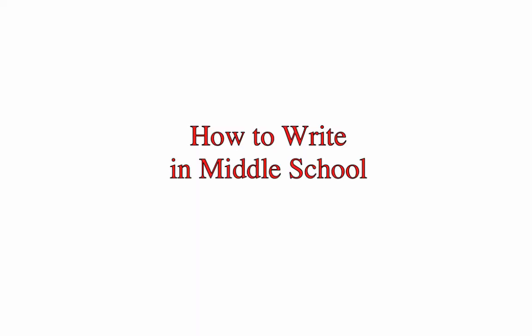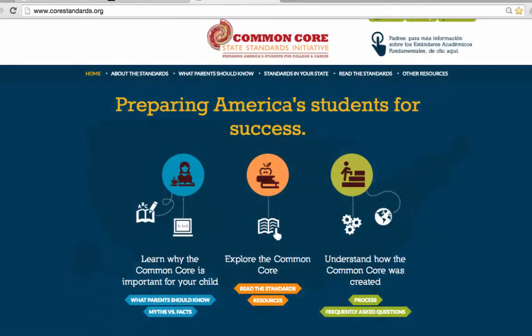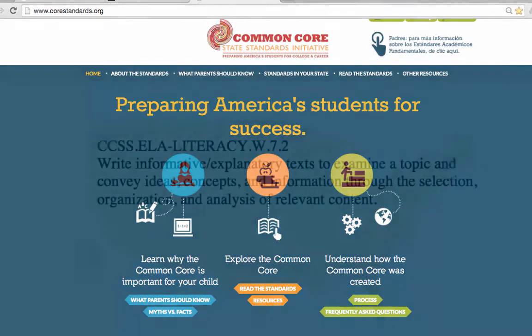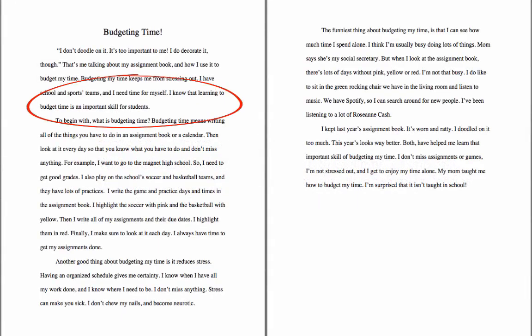How to Write in Middle School. The 7th grade informational essay. The Common Core expects middle school students to be proficient using an informational writing structure. This is sometimes called expository writing. This kind of writing examines a topic and conveys ideas, concepts, and information about that topic.